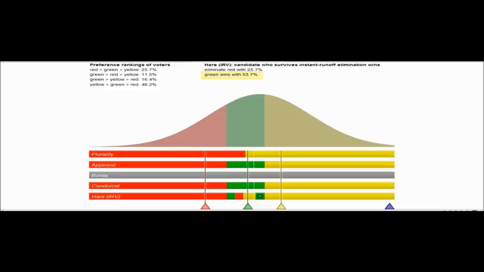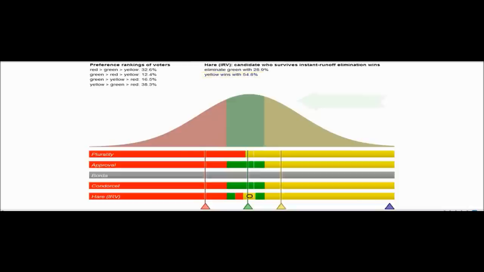So why would green win by more people voting for yellow? That's because IRV eliminated red for having the least first choice votes, and red's votes transferred to green. So let's try to do a favor for green now and give green more votes. So what happens? Yellow wins.